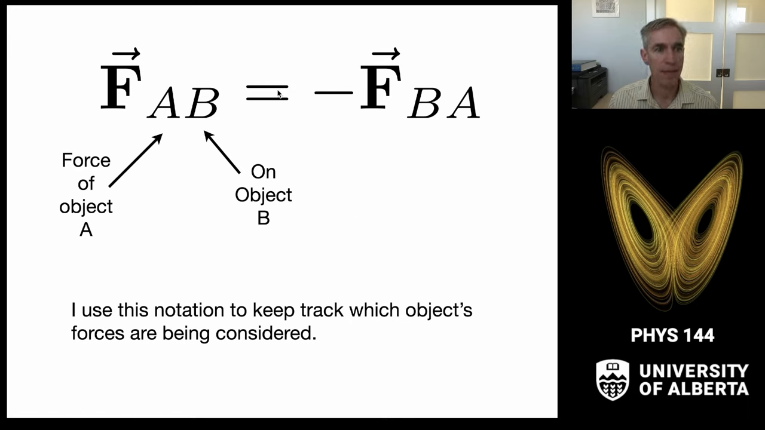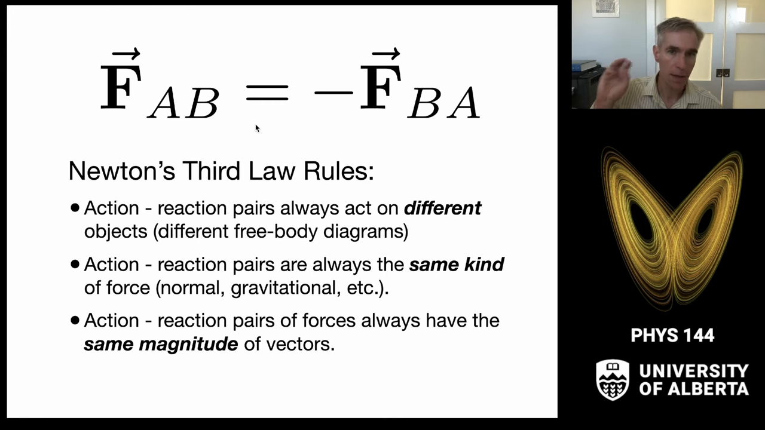And that means that it is going to have an equal and opposite, so the negative vector of force of B on A. And so it's useful to keep track of the force. The first part is what is pushing, and the second part is what is receiving that. Okay, a few rules about Newton's third law. It is hands down the hardest of the three Newton's laws.